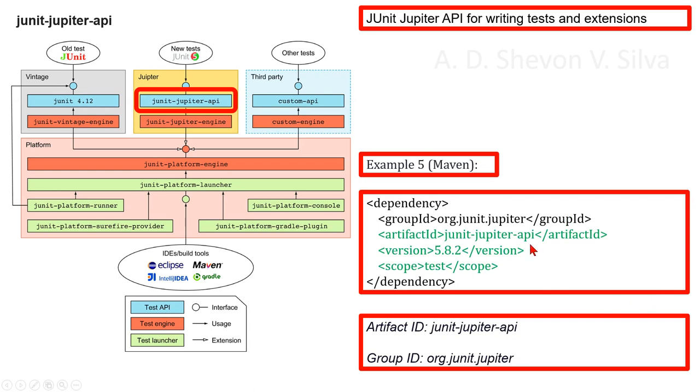As an example five, we can consider this Maven segment. You can see the artifact ID junit-jupiter-api here. This is in the group org.junit.jupiter. Here the version is 5.8.2 and the scope is test.